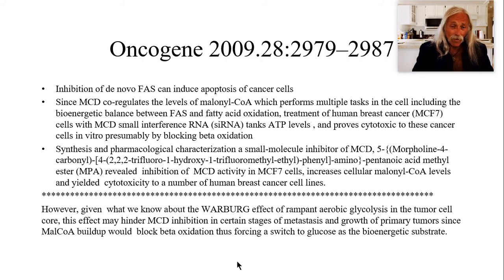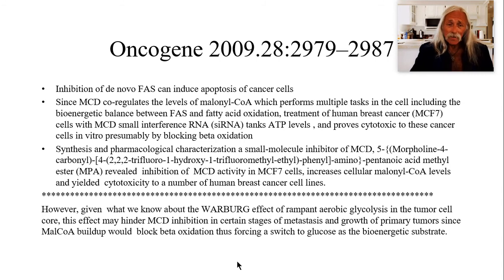That's the point. However, follow through here. Synthesis and pharmacological characterization of a small molecule inhibitor of MCD, so they made a small molecule inhibitor, which is this 5-morpholino, 4-carbonyl, 4-222-trifluoro, 1-hydroxy, 1-trifluoromethyl-ethylphenylamino pentanoic acid methyl ester, or you can call it MPA, reveals inhibition of MCD activity in those cancer cells, increases cellular mal-CoA, and yields cytotoxicity to a number of human breast cancer cell lines.